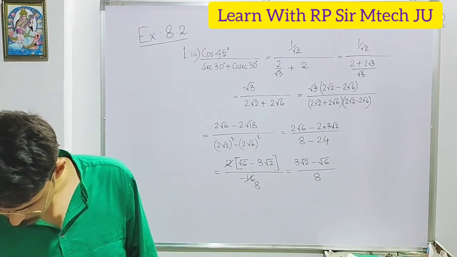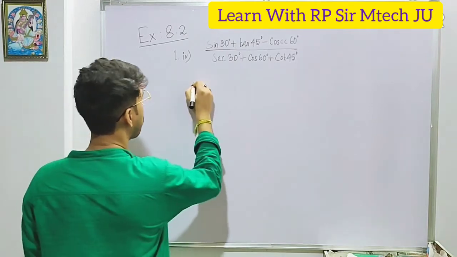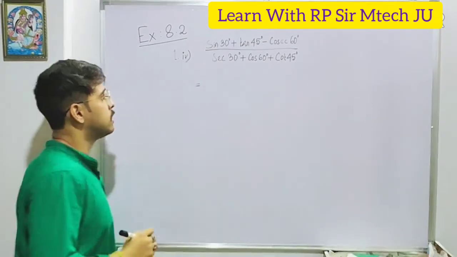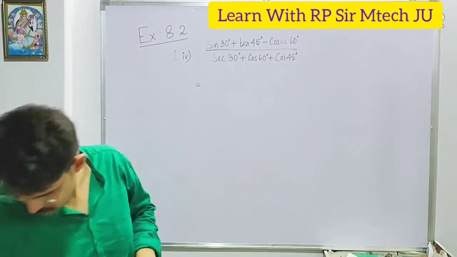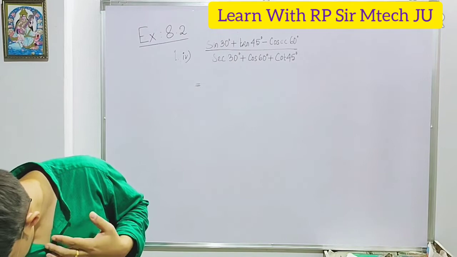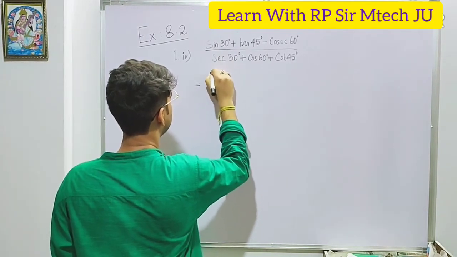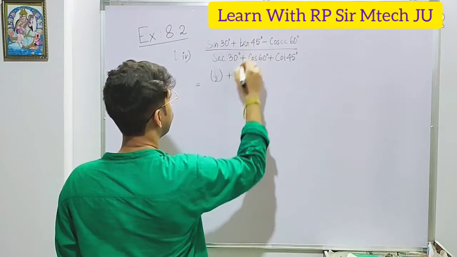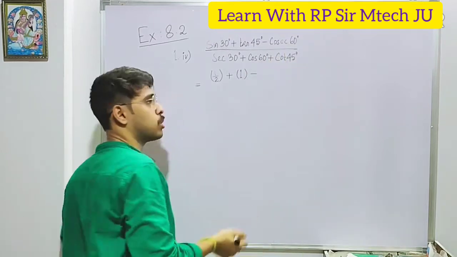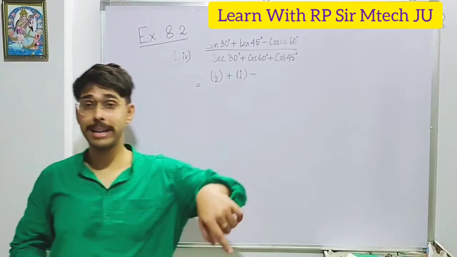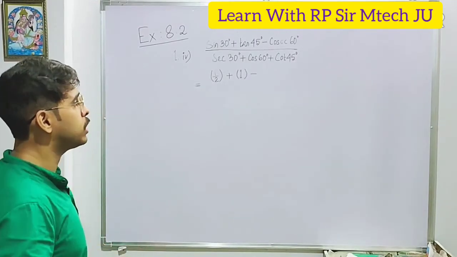Now let us go to the next one. We are going to just put the values here. Have I written the question correctly? Yes, I have. Okay. So sine 30 will be half plus tan 45 will be 1 minus cosec 60. So cosec 60 will be 1 by sine 60. Sine 60 is root 3 by 2. So cosec 60 will be 2 by root 3.